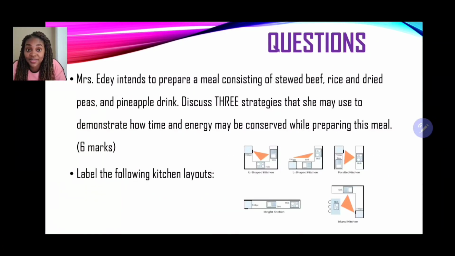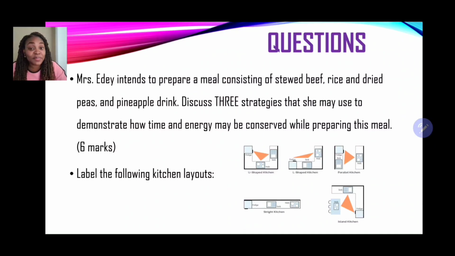Our next question: Mrs. Eddie intends to prepare a meal consisting of stewed beef, rice, and dried peas and pineapple drink. Discuss 3 strategies that she may use to demonstrate how time and energy may be conserved while preparing this meal. 6 marks. And the last question there, label the following kitchen layouts.